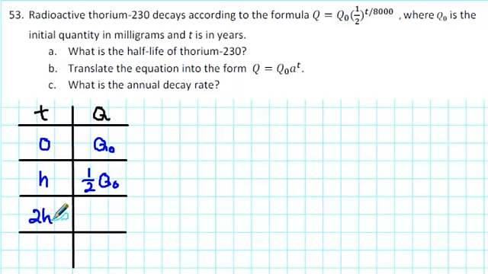After 2 half-lives have gone by, we'll have half of a half of the initial amount, which is 1/4 of the original amount. After 3 half-lives, we'll have half of a quarter, which is 1/8 of the initial amount.